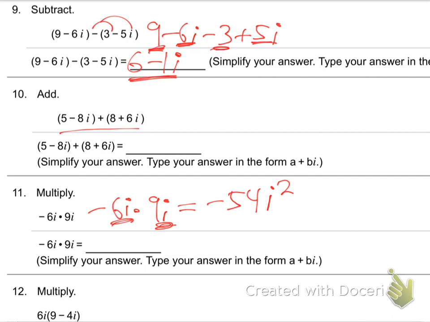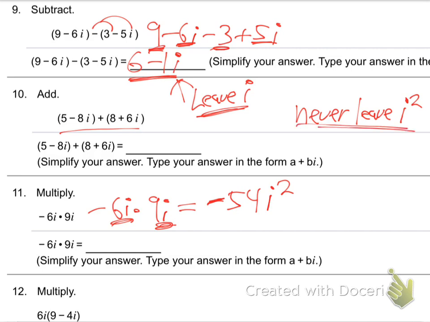6 times 9 is 54. And i times i is i squared. We get the negative in the front. Now, we don't leave i squared. We never leave i squared. We leave i, right? i is part of our final answer. We leave regular i. That just stays as part of the final answer. But we never leave i squared. Instead, replace i squared with negative 1.